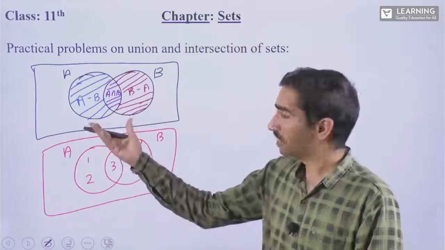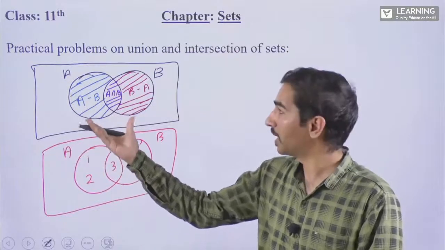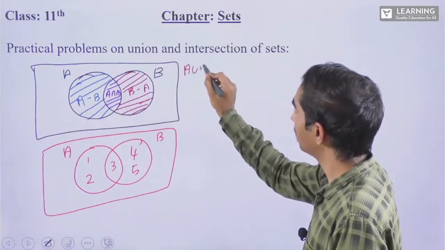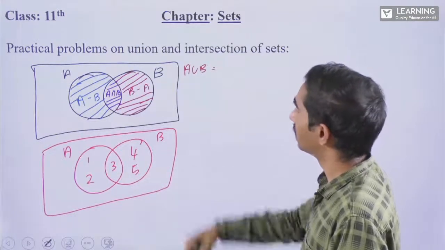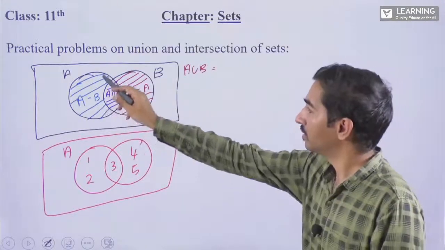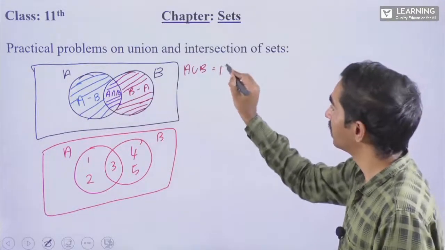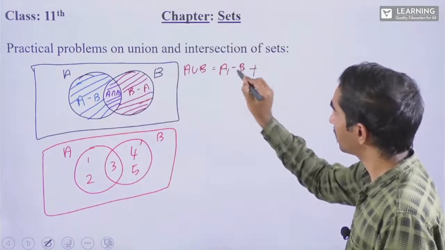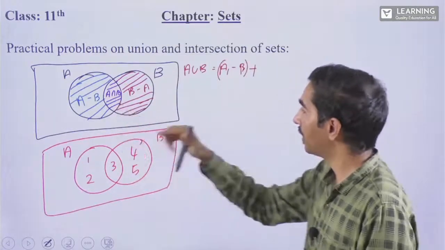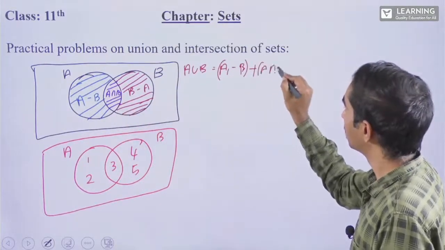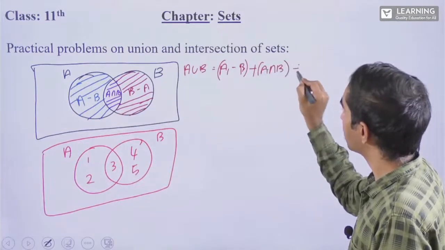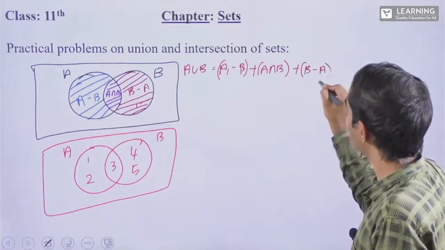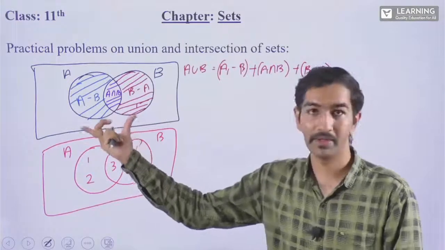Understood. So from the reference diagram of Venn diagram, from the black color, what can we write? Can we write it like this? A union B. Okay, so this will be equal to what? Blue part, that is A minus B, plus, we put that in the bracket, the purple part, A intersection B, plus again the maroon part, B minus A. Correct? So this is what we can derive from this diagram.